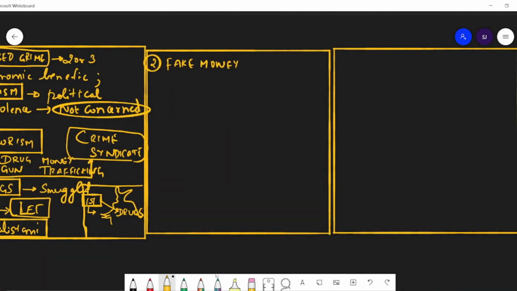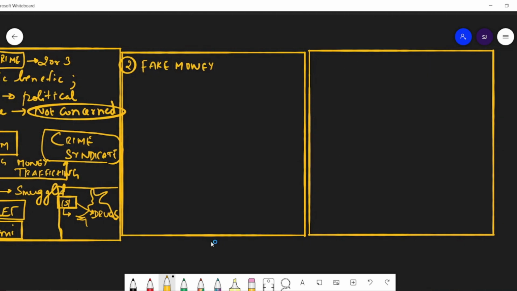So for example, for the next point, if I talk about fake currency, you can actually talk about Pakistan, because Pakistan is involved in the fake currency network also. But what I will do is think about a network in Nepal, or a terrorist organization using Nepal as an end route to get this fake currency into India.